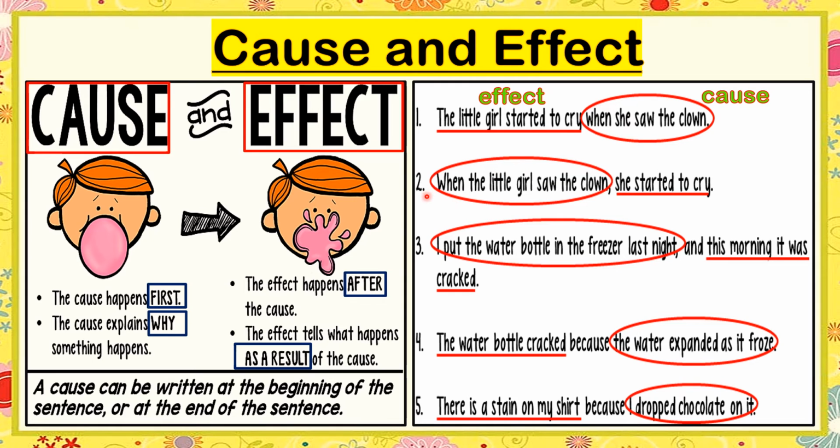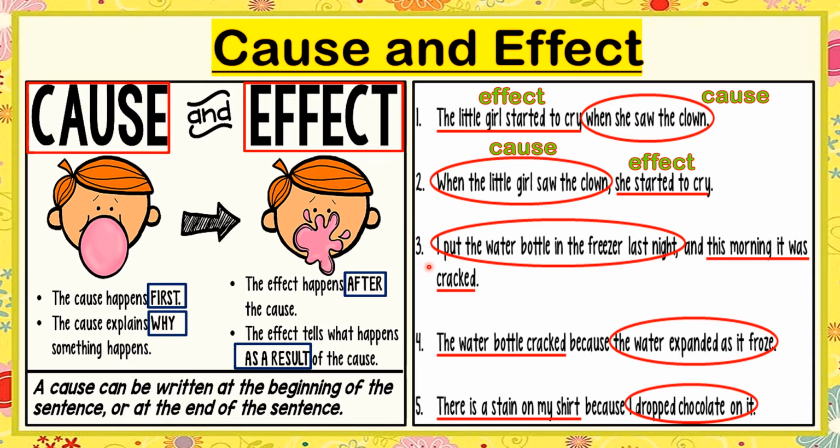Now, please take a look at sentence number 2. When the little girl saw the clown, she started to cry. So when the little girl saw the clown, that is the cause. She started to cry. That is the effect. So you can see, class, in numbers 1 and 2, in number 1 the effect comes first before the cause in the sentence, and in sentence number 2, the cause comes first before the effect. But still the same cause, the same effect. The effect is the girl started to cry, and the cause is when the girl saw the clown.